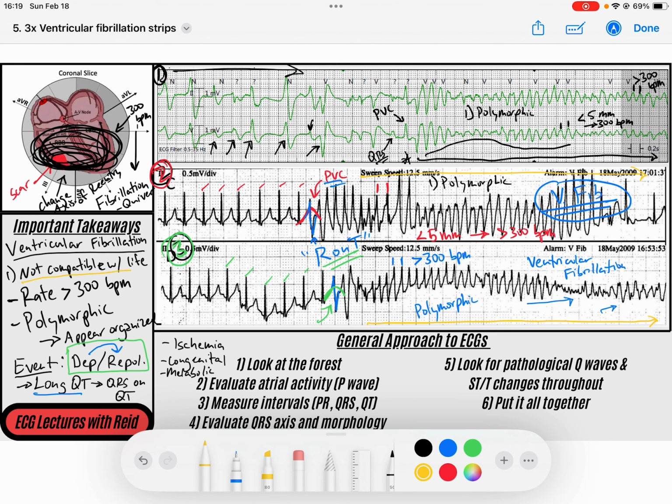Couple things to remember. This is not compatible with life. These people you'll do CPR on. Treatment is going to be defibrillation electrically, right? Sometimes you can use antiarrhythmics to help, depending on the etiology of V-fib. But ultimately, what you need to recognize is this really rapid polymorphic rhythm that is greater than 300 beats per minute, and you feel for a pulse, and they probably won't have a pulse because you cannot beat a ventricle that fast in any functional capacity.